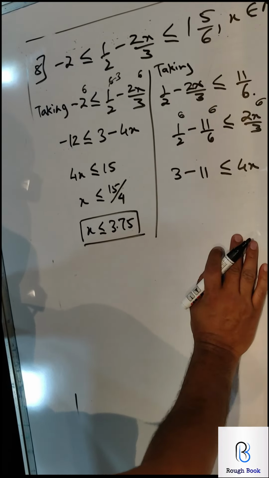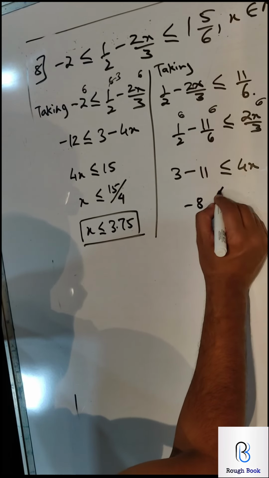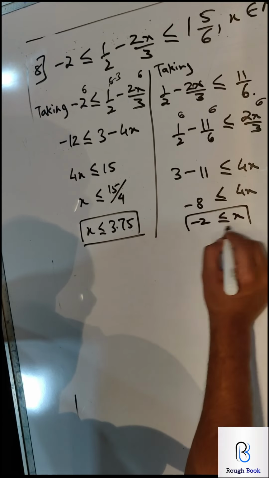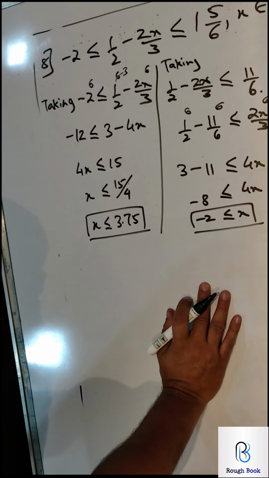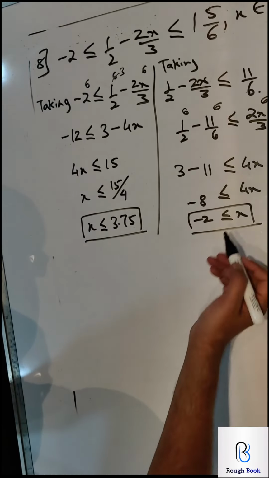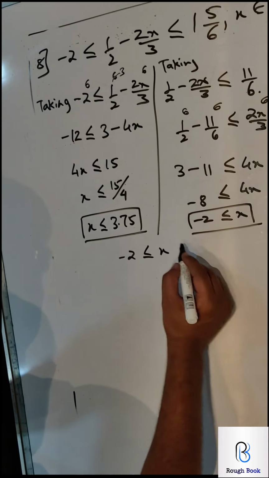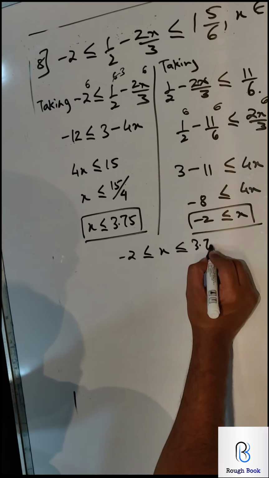This is already on the positive side. So here I'll get minus 8. 4 goes down, so minus 2. If you follow this rule of taking x on the positive side, you will always be able to connect the two very easily. So minus 2 less than x, and x is less than 3.75.